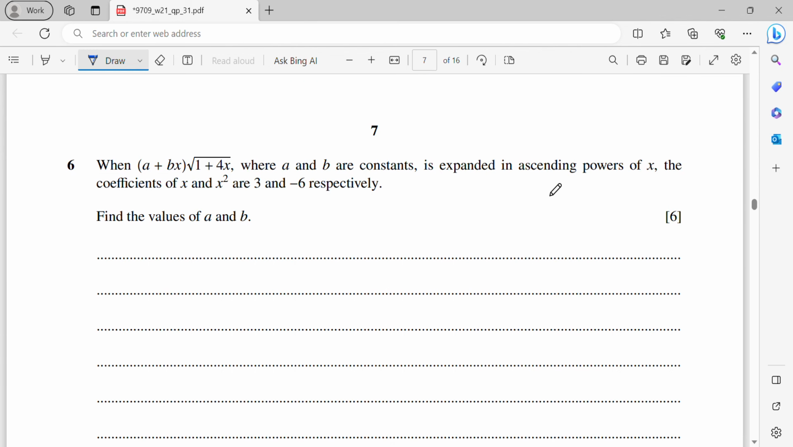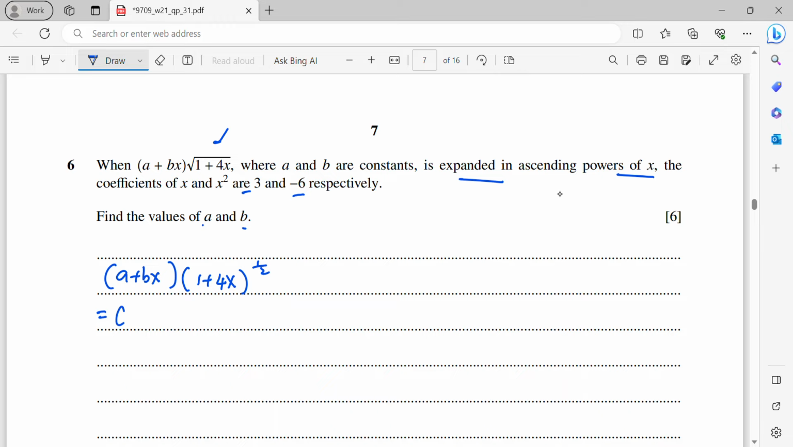Alright, so now question number 6. When a plus bx multiplied with the square root of 1 plus 4x, where a and b are constants, is expanded in ascending powers of x, the coefficients of x and x squared are 3 and minus 6 respectively. Find the values of a and b. So now we need to do expansion. This is binomial expansion. So the square root here I will change to power half.